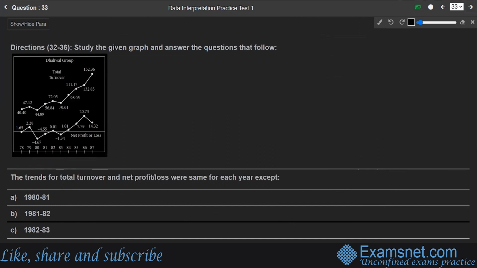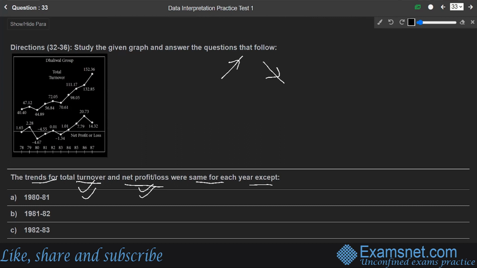Now, for the same data, we have to find out something else. What is that? The trends for total turnover and net profit or loss were the same for all years except which year. So what do we mean by this? We need to see the pattern or the trends, that means whether it is a growing trend or a decreasing trend. This is what trend means, increasing or decreasing. We have to see the trends of total turnover and the trends of profit or loss also. And then we have to compare for which particular year the trends don't match.